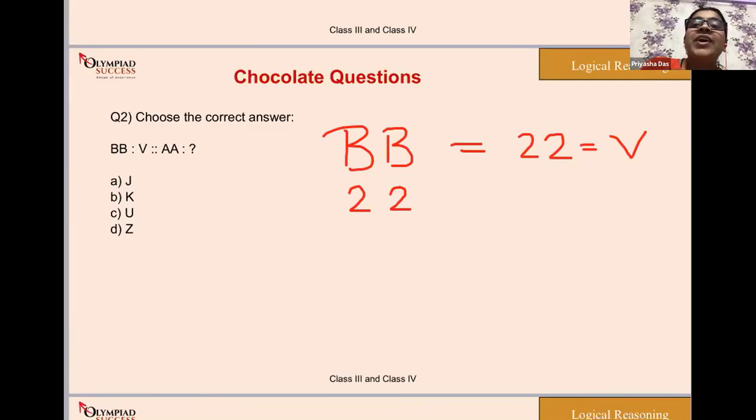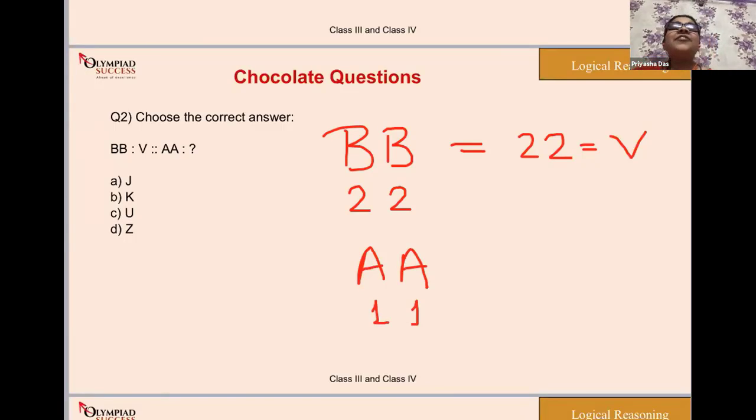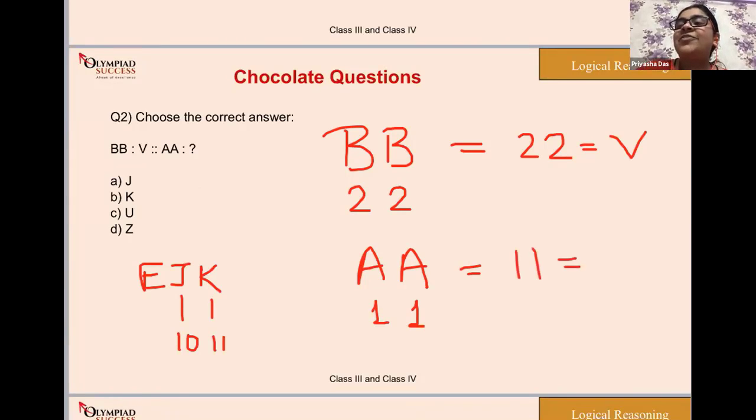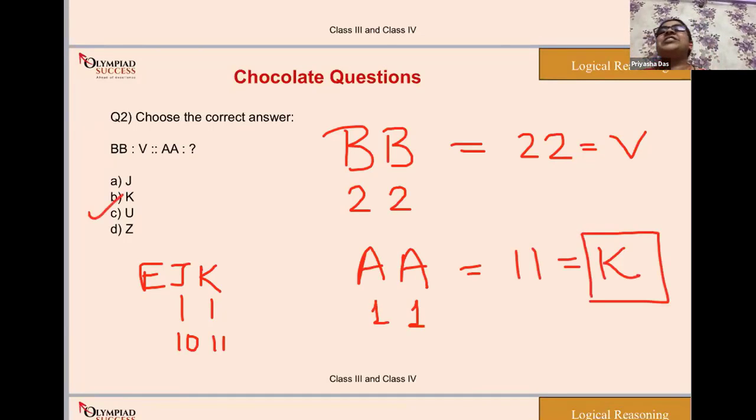V. How can we remember that? Like this, 2, 2. V. Okay. Then what is the value of A? A value is 1, right? So 1, 1. And if you follow EJOTI, then J stands for 10. So what will be 11? 11 will be K, right? So what will be our correct answer in this question? Option B. Correct, Joy.